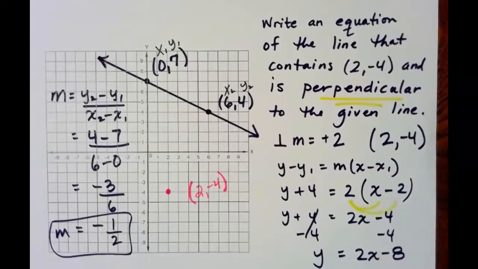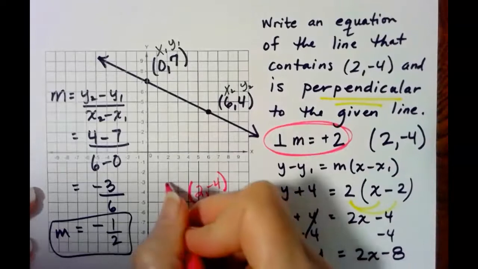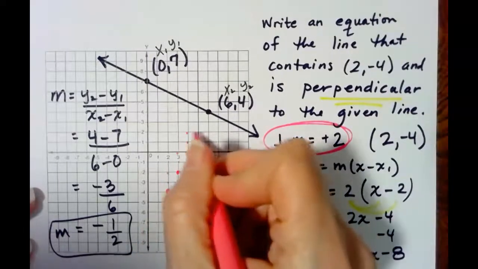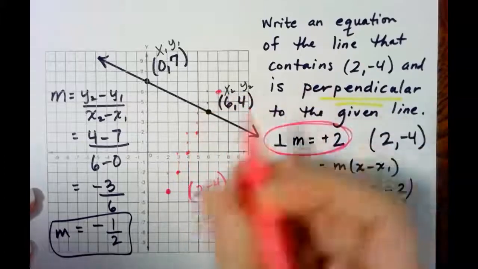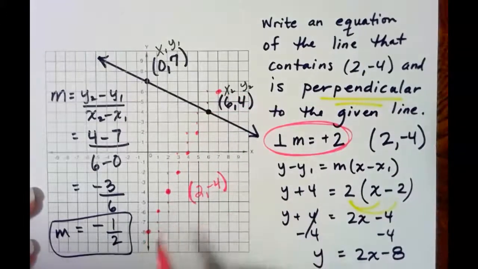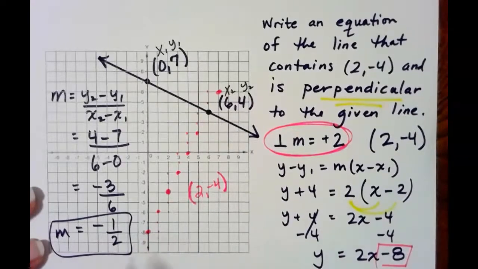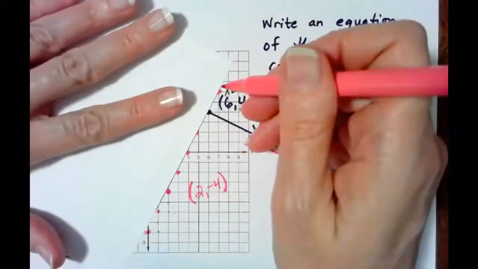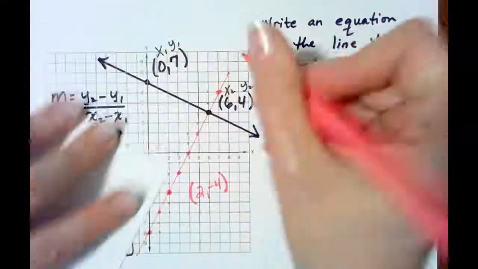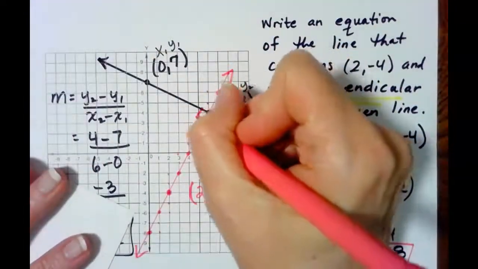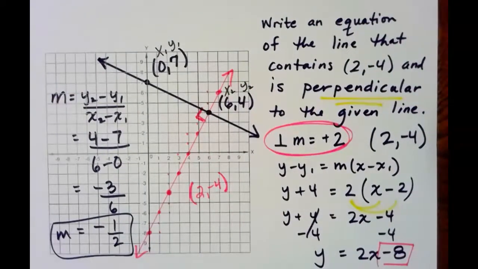So let's graph this line. The first thing we know is that our new line has a slope of positive 2. So we can go up 2 over 1, up 2 over 1, up 2 over 1, up 2 over 1, up 2 over 1, down 2, back 1, down 2, back 1. I wanted everybody to see that our new line definitely does have a y-intercept of negative 8, and there it is right there. So here's my new line. My new line is perpendicular to my given line, meeting to form a right angle right there.